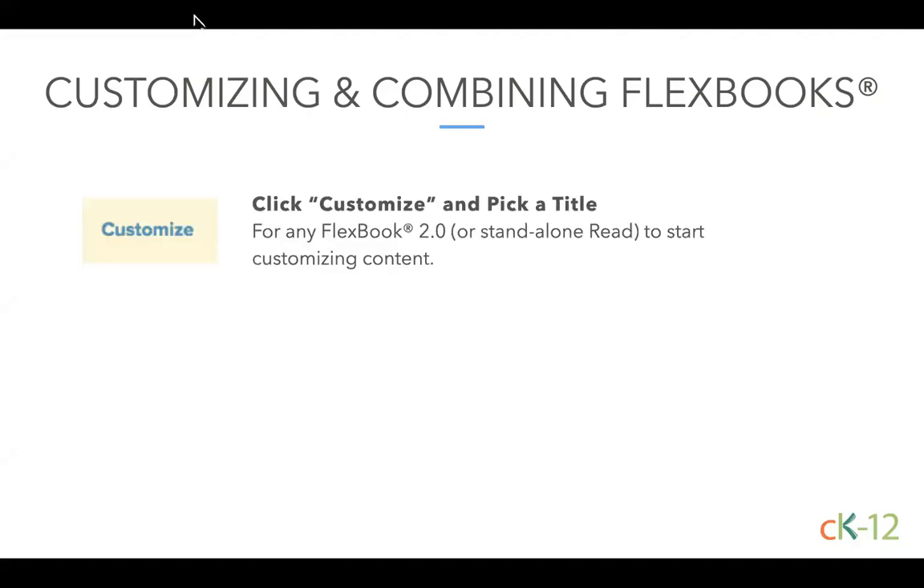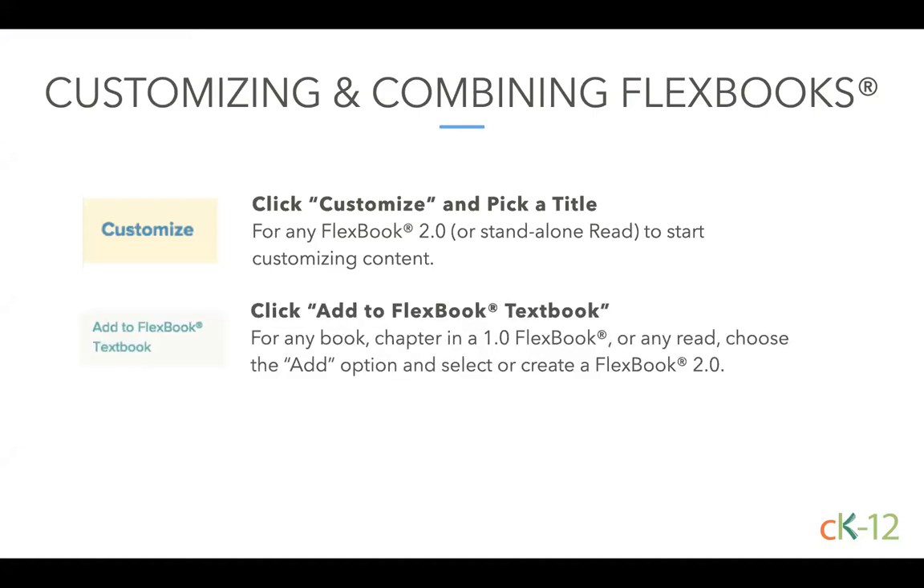So if you start with a CK-12 FlexBook or one that another user has made and published on our site, all you need to do is simply click that Customize button to make a copy that you can begin editing. Now, if you want to pull from multiple existing books, you can use the Add to FlexBook option that you'll see, and that will add individual lessons, chapters from our legacy content, or an existing or brand new FlexBook.